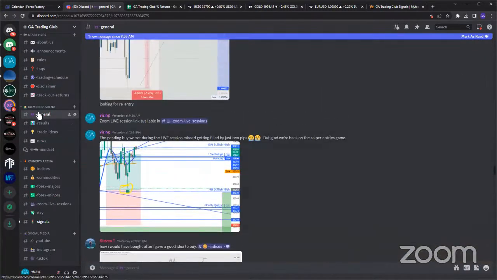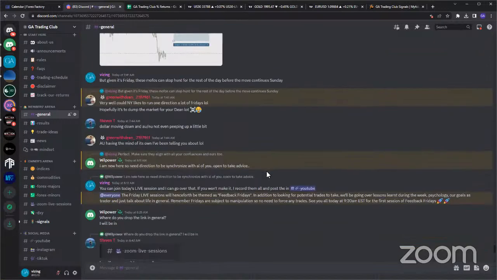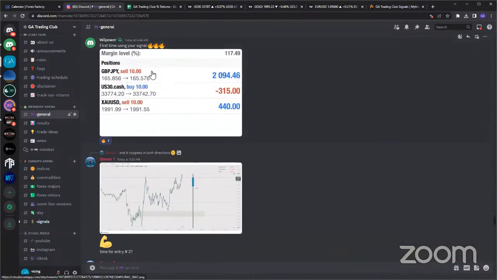So let's see, general chat. These were just some of the trades that I took today. Of course, they don't count towards the overall win. Yeah, but this is Will. So he joined, and he took a GJ buy, US 30 buy, and gold buy.